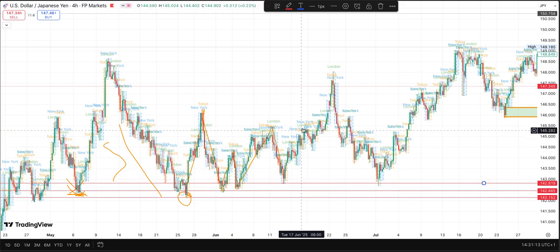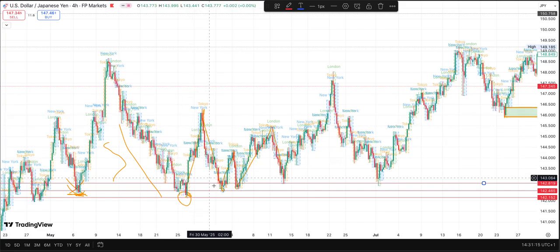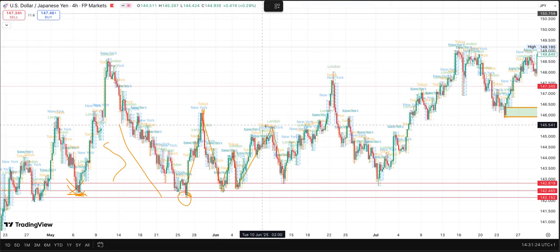Now it pushed to the upside. What you need to notice now is that it pushed to the upside. Smart traders are looking for a break of structure or something like that. Now it pushed to the upside. If you see this, you can see that it terminated at this point.